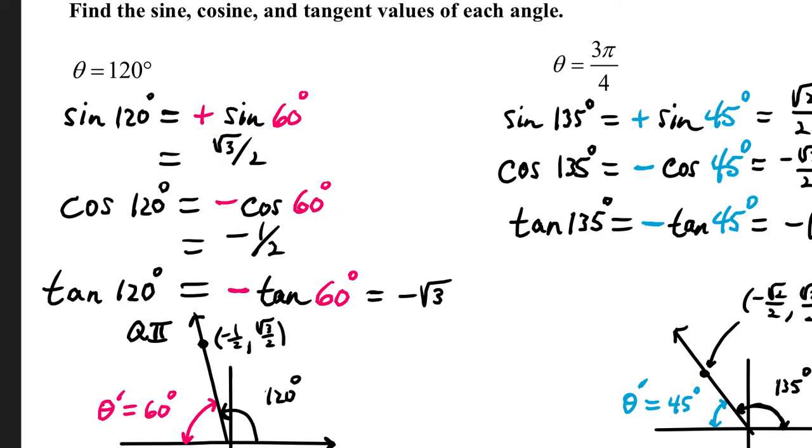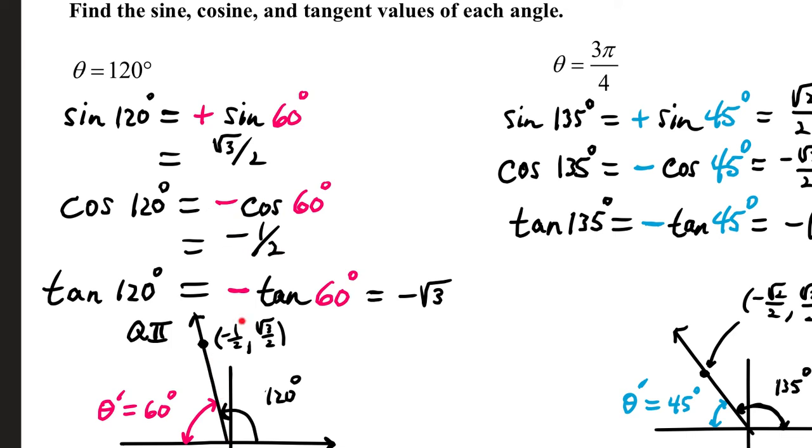Cosine in quadrant 2, cosine relies on x coordinates. Well, in quad 2, you have to go left of the origin, so your x values are negative. The reference angle is still 60 degrees. Using the chart above, negative cosine of 60 degrees is negative 1/2. So now that we know sine and cosine, we actually know a point on the terminal side that's exactly 1 unit away from the origin.